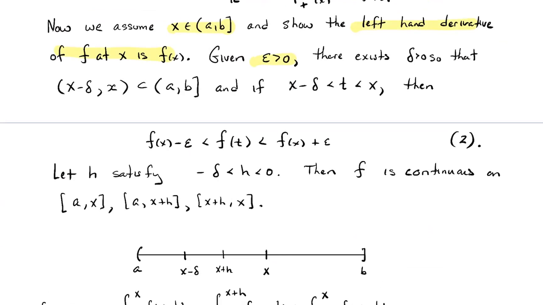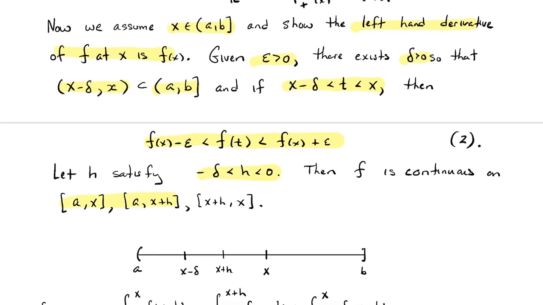We'll take a positive epsilon. By continuity, there's some delta that if you look at the left side, quote unquote, of the delta neighborhood around x, you can make sure that it's in the interval from a to b. And if you take any input in there, the output is between f minus epsilon and f plus epsilon. F's value at x, I mean. And then you'd take an h that was between minus delta and 0. So notice such an h is less than 0.